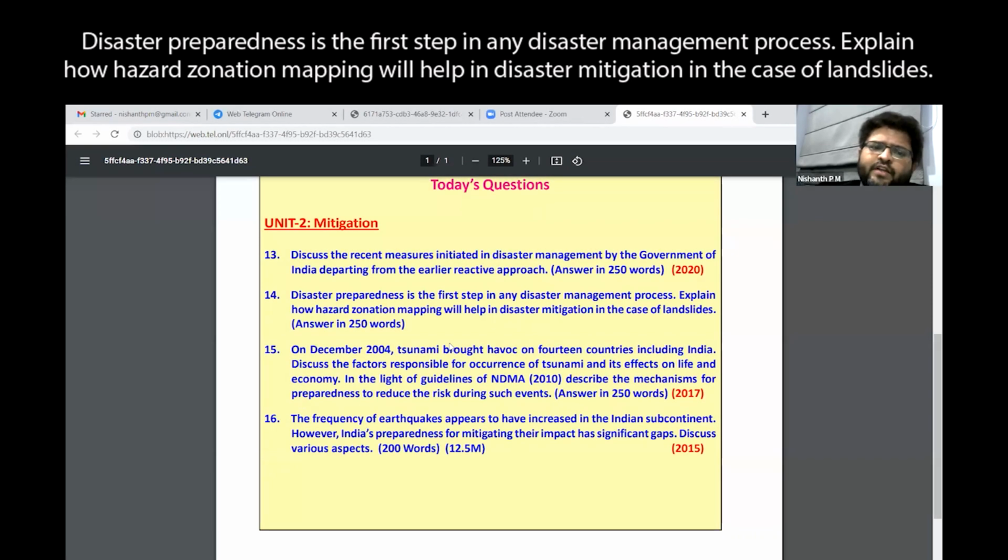Fine. Look at the 14th. Disaster preparedness is the first step in any disaster management process. Explain how hazard zonation mapping will help in disaster mitigation in case of landslides.